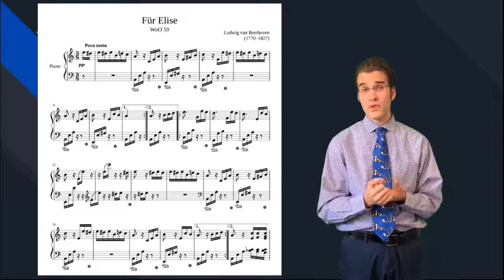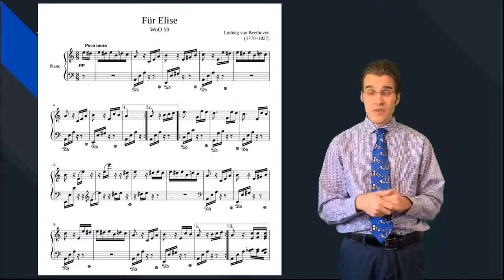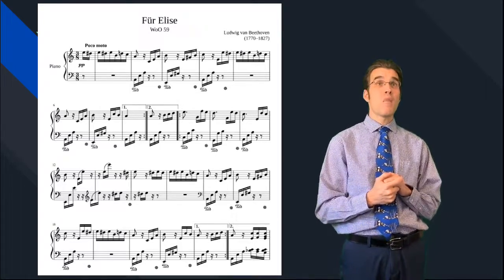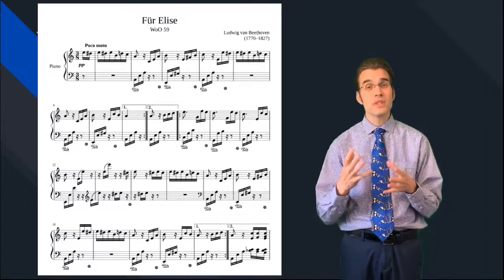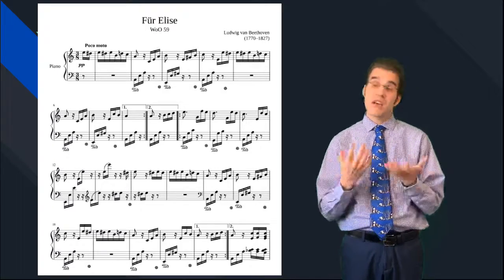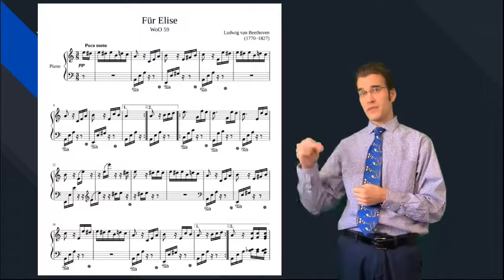Okay, now this is the version that we most commonly know. And for those of you that know how to play Für Elise, this is what you're used to seeing. It's not a difficult piece of music. It's not super complicated, it's not super fast, it has a really pleasing melody, and people really like it. But let's talk a little bit about Beethoven.